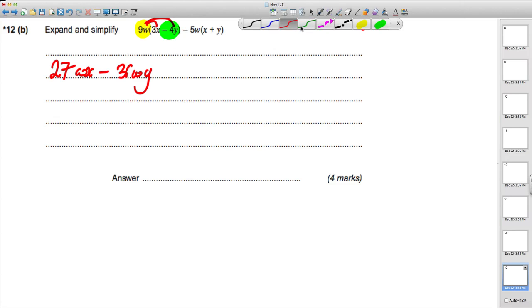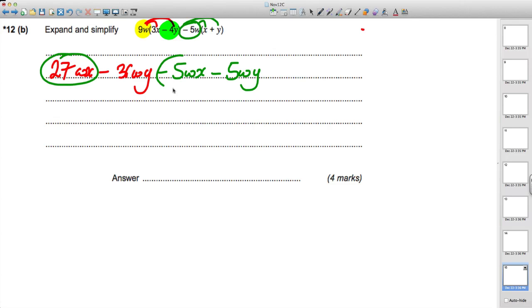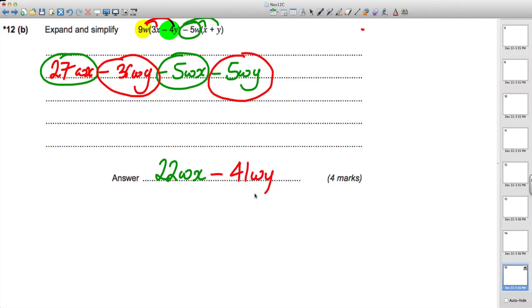Now this is where it gets a bit tricky. It's negative 5w times x, so that would be negative 5wx, and negative 5w multiplied by positive y, which would be negative 5wy. Now you can collect like terms. So you've got 27wx subtract 5wx, which is 22wx, and then you've got yourself negative 36wy, take away another 5wy, which is negative 41wy. Be careful to get that right. It's 4 easy marks if you've got your thinking hat on, otherwise you're dropping marks where other students are picking up.